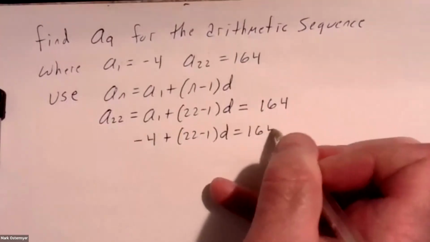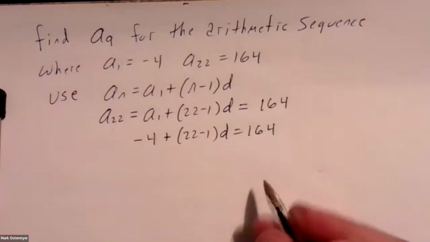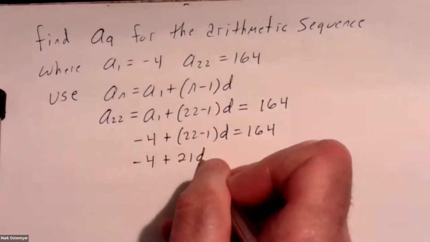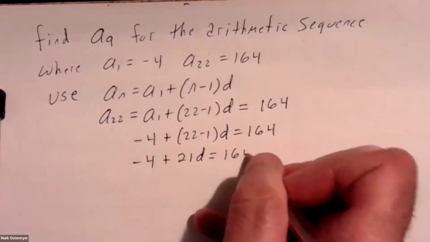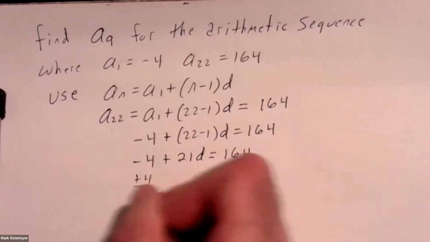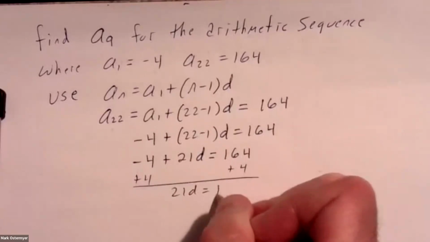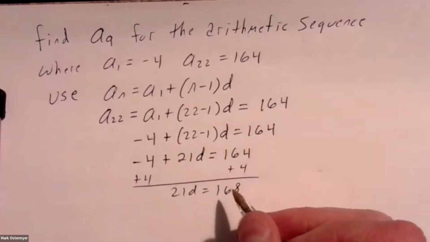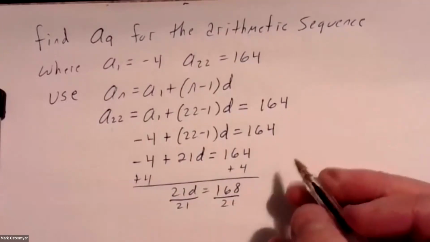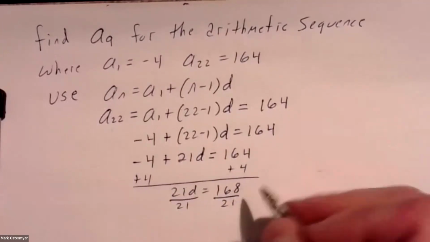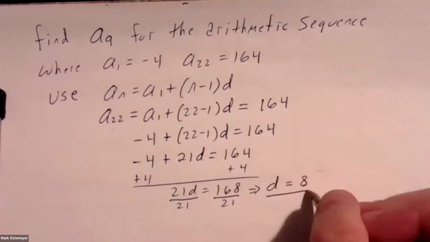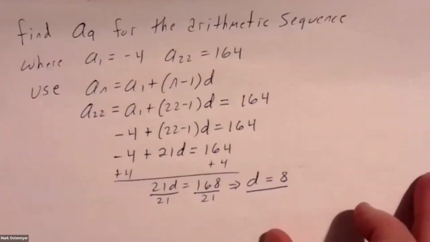Therefore, we can solve this equation now for a common difference d. So we got -4 + 21d = 164. Adding 4 to both sides, we get 21d = 168. Divide both sides by 21. And therefore we get our common difference is going to be 8. Okay, so now we know our common difference is 8.